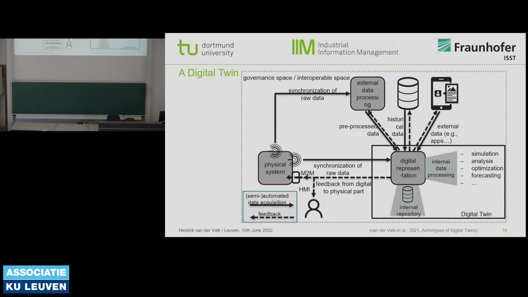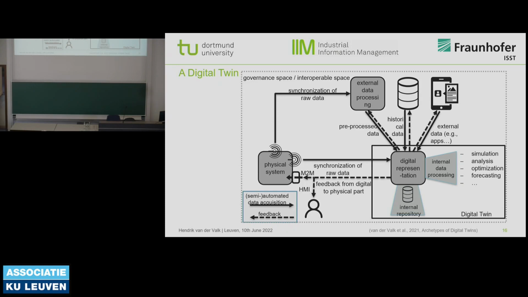Transferring these archetypes into a picture, we did define the ecosystem of a digital twin like this. So we do have our governance and interoperability space, which includes all the physical system, the virtual representation, and the external data sources and data repositories. We do have an ongoing synchronization of raw data coming from our physical system directly into the digital twin, which consists of our virtual model as the digital representation, internal data processing capabilities.